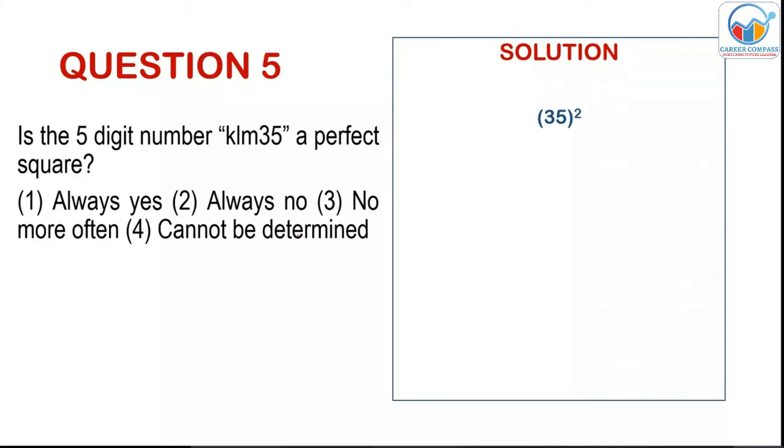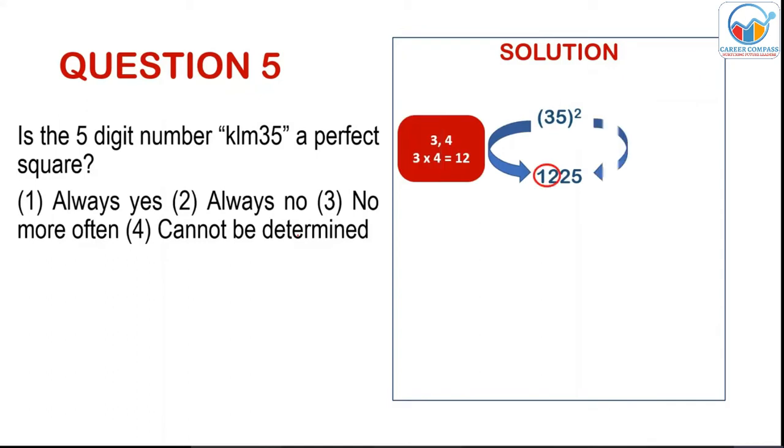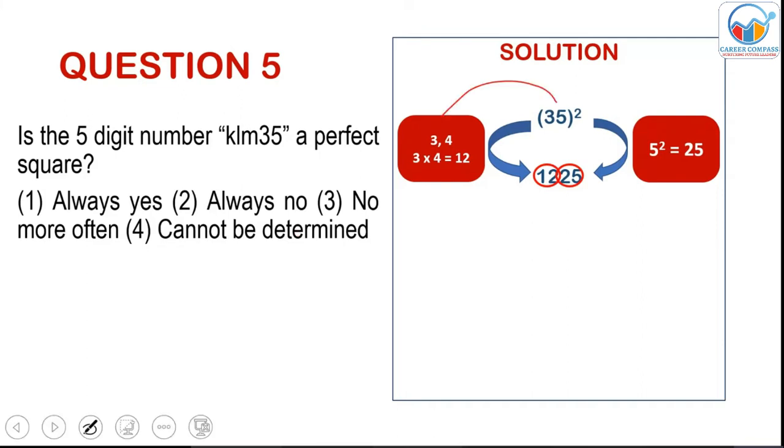So at first you consider 5 square and then write 25 as the last two digits, and then consider the other digit, which is 3. So with 3 you take the next number, which is 4. So 3 into 4 gives you 12, and that 12 gets placed out here, and this 25 gets placed out here. So 1225 becomes the square of 35. Now this method can be uniformly applied for any number where the unit digit is 5.